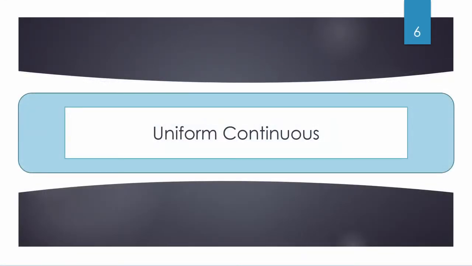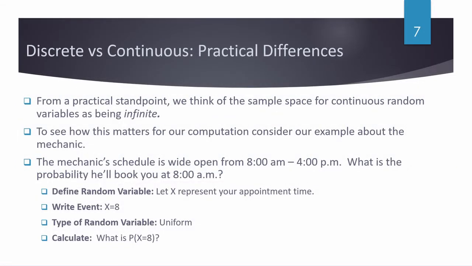So let's talk about an application to the uniform random variable. We're going to look at the example we dealt with in our previous lecture on discrete outcomes, where we were looking at our mechanic problem. So we've got our mechanic that has an opening, their schedule is wide open tomorrow from 8 a.m. to 4 p.m. And we want to know the probability that we're booked at exactly 8 a.m. So we're going to do the same steps. I'm going to define a random variable that represents the appointment time. I'm going to write the event as the time slot that is selected for me is 8, x equals 8.